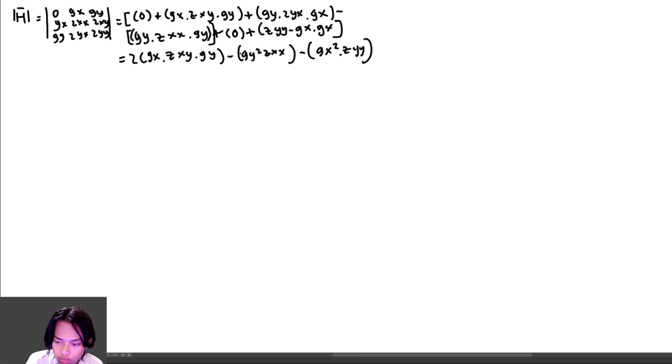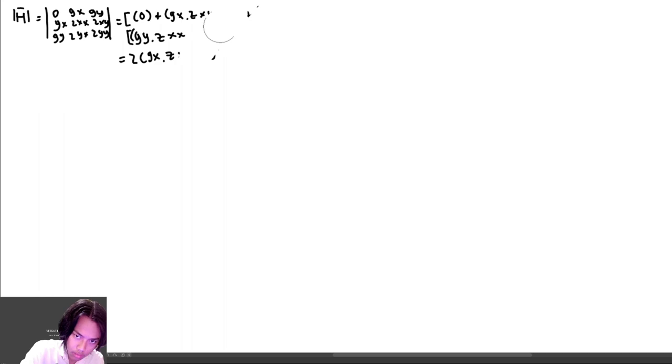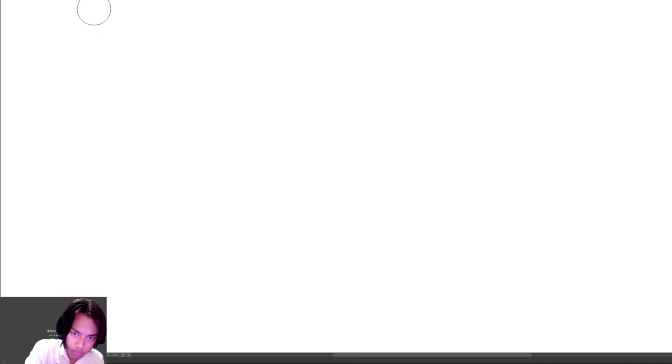Okay, so practice question. Find the maximum or minimum value of the function z equals xy minus x squared minus 3y squared, where the constraint function is x plus y equals 16. Then we'll find the Lagrange function from this.